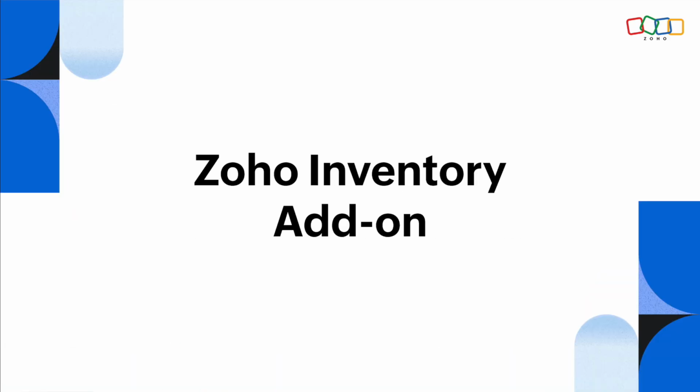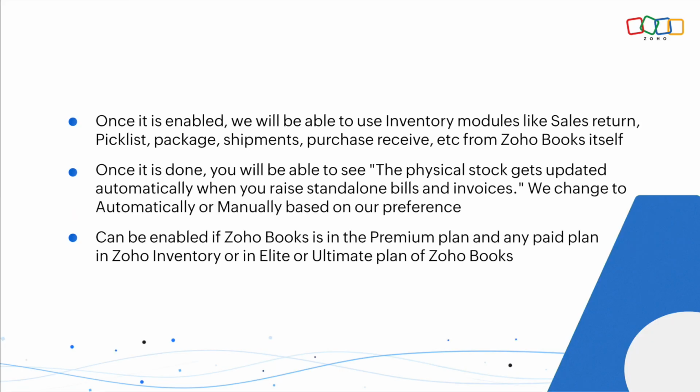So next, let's see what is Zoho Inventory add-on. The Zoho Inventory add-on will help you in using inventory modules like shipments, purchase receipts, pick list, etc. within Zoho Books itself. So this inventory add-on can be enabled in Zoho Books from the premium plan of Zoho Books. And if you are on the premium plan of Zoho Books, you need to be on any of the paid plans in Zoho Inventory so that you can manually enable this add-on. And if you are on the elite or ultimate plan of Zoho Books, this would be automatically enabled.